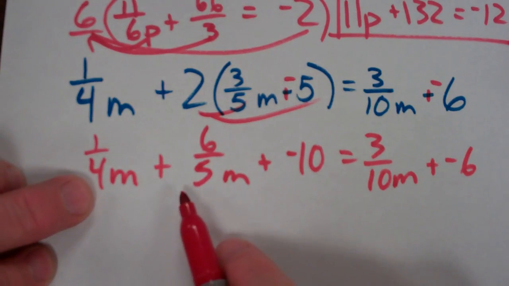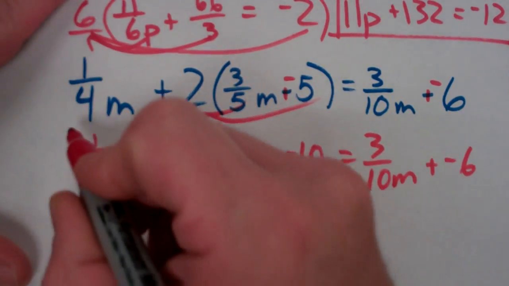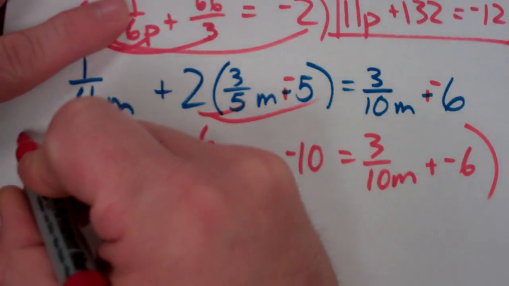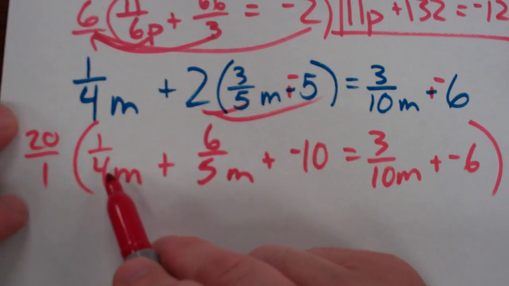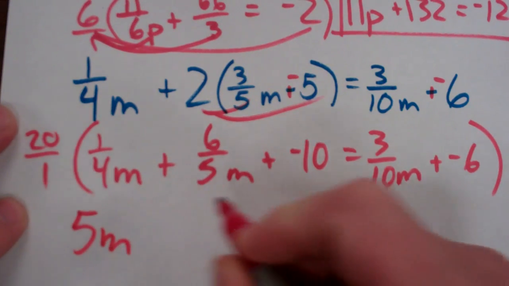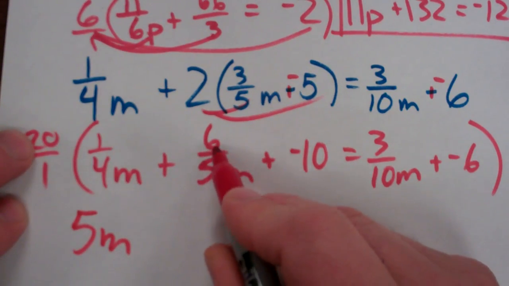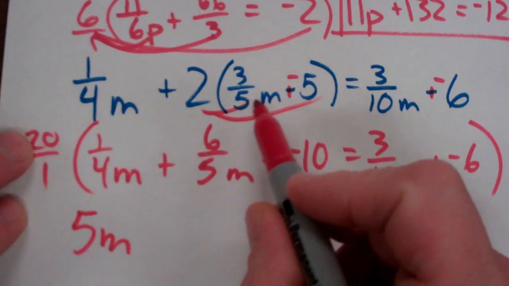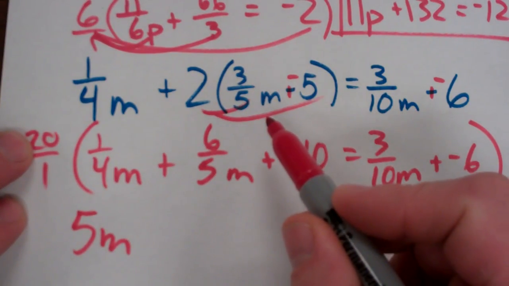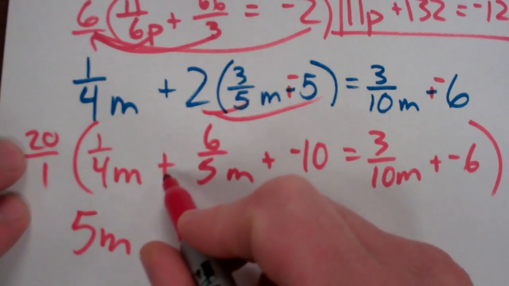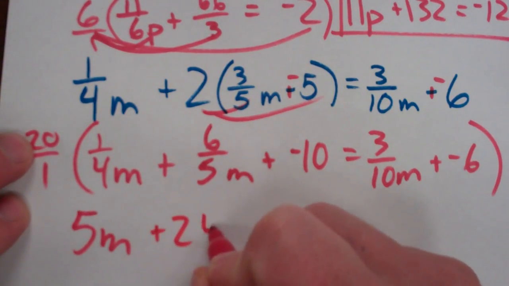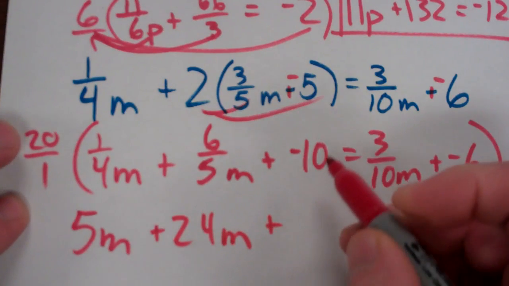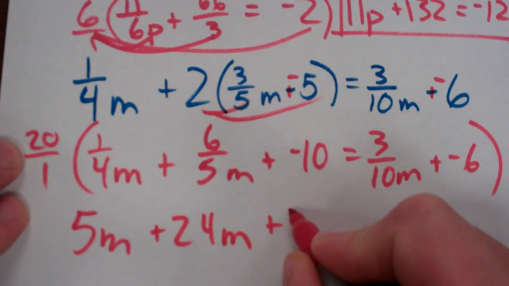Now once again I want to knock out the 4, the 5, and the 10. So I'm going to take this whole thing times 20. So this becomes a 1 and a 5, so I end up with 5m. This becomes a 1 and a 4, so that becomes 24m. 20 times -10 is -200.